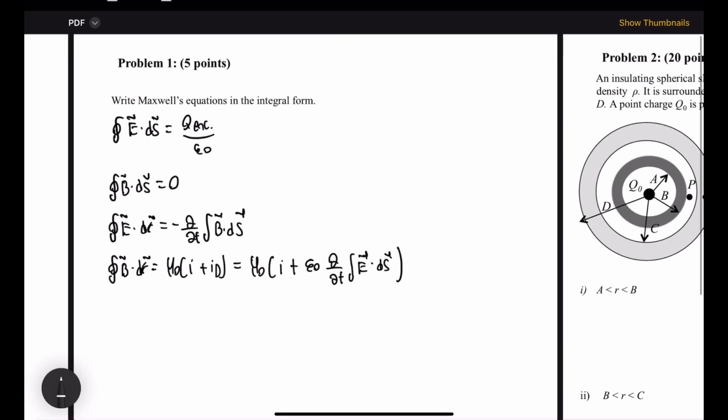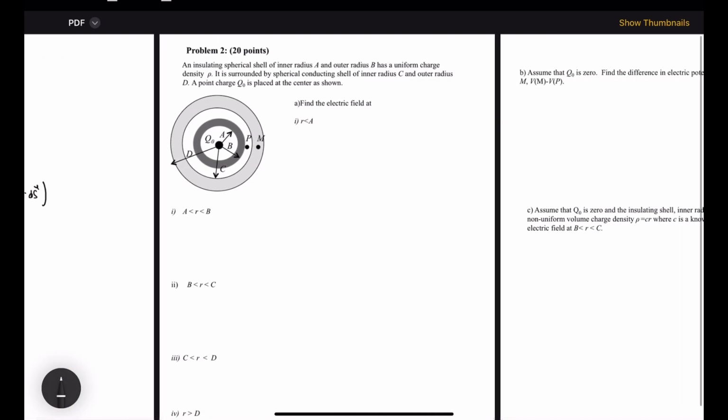And these are the 4 equations you need to know for this entire exam, pretty much, because we're going to be using them the entire time. So let's go to number 2.